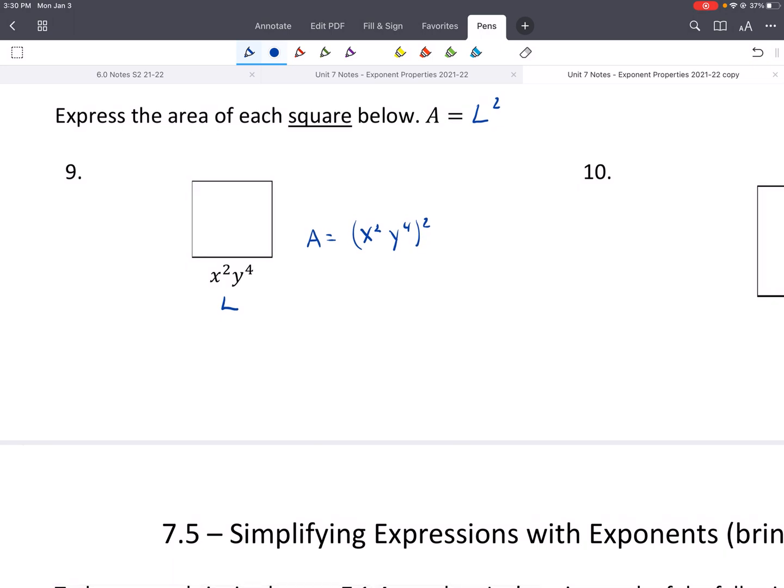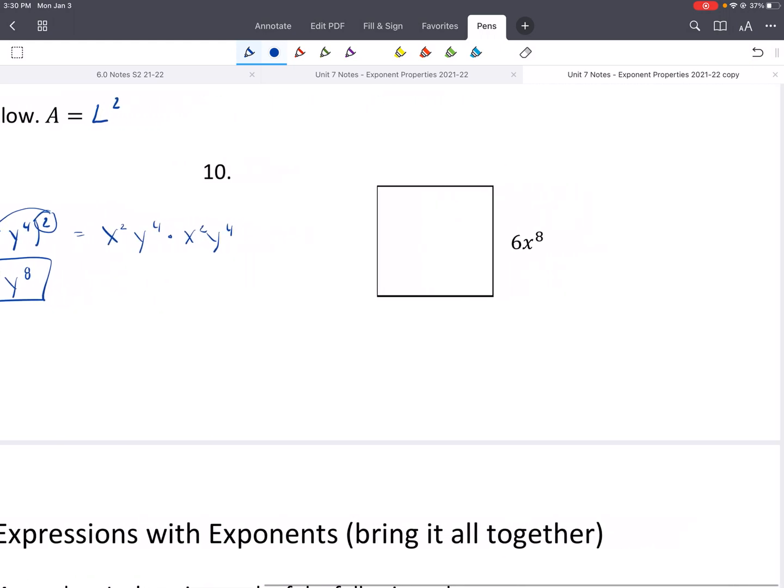All right, so we're squaring x squared, so that's x to the 4th, and we're also squaring y to the 4th, so that would be y to the 8th. Again, you could expand it and do x squared times y to the 4th times x squared times y to the 4th, and you end up getting the same thing. So why don't you give this a try?